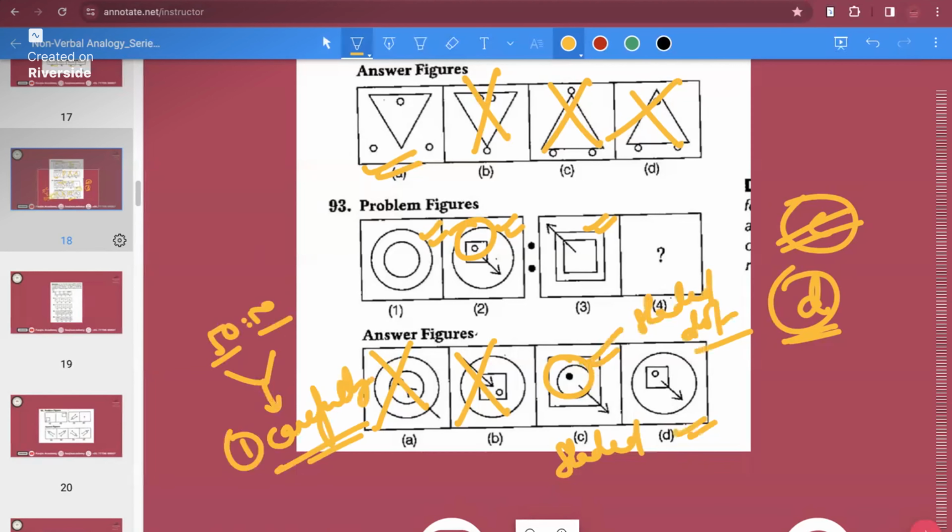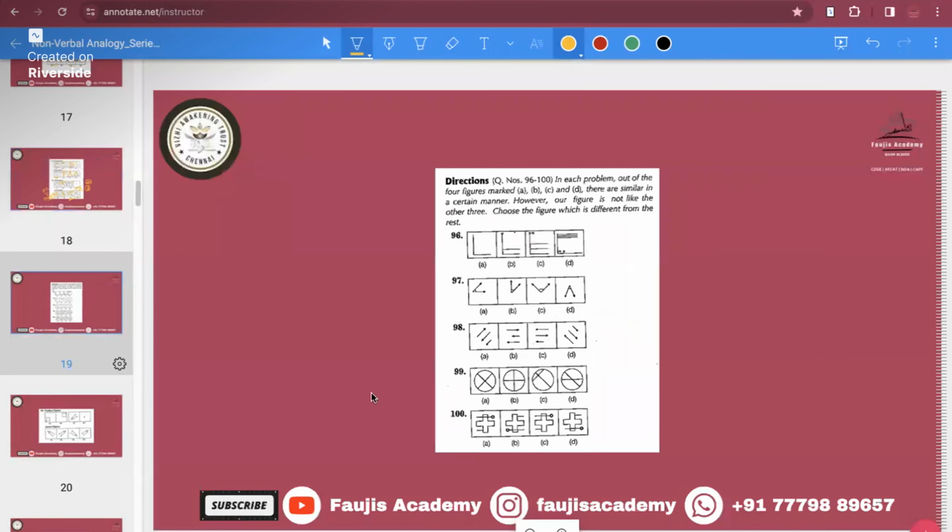Guys, 4 more minutes. Let's do a little bit more questions, guys. Come on, at least slide number 20 I should reach. Shall we move, guys? Quick. Yes or no? Yes. Thank you.